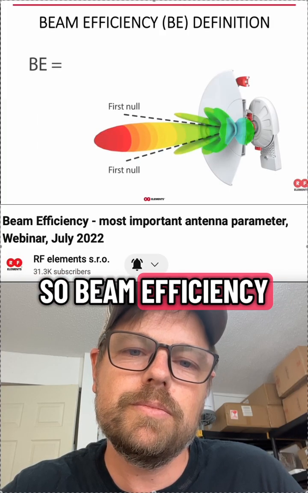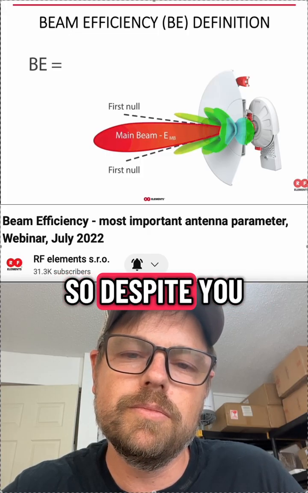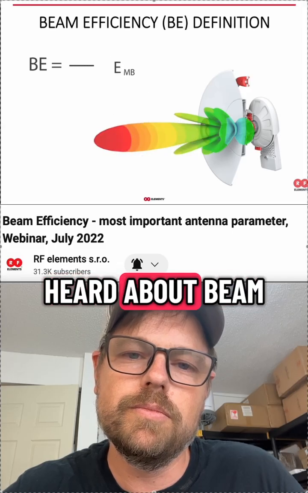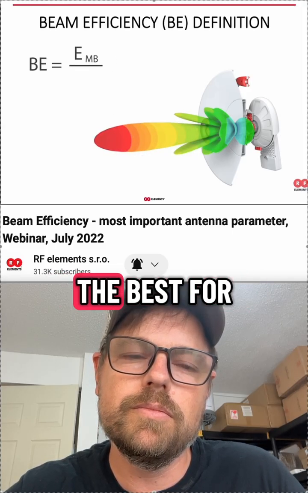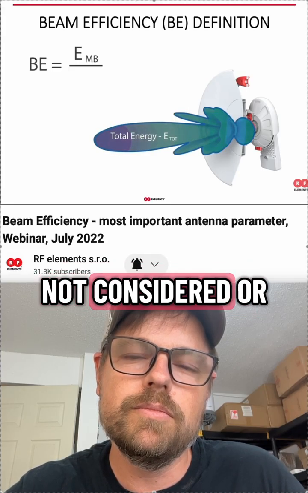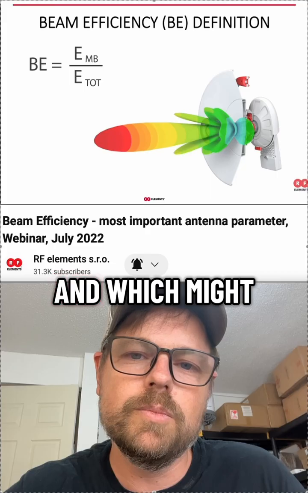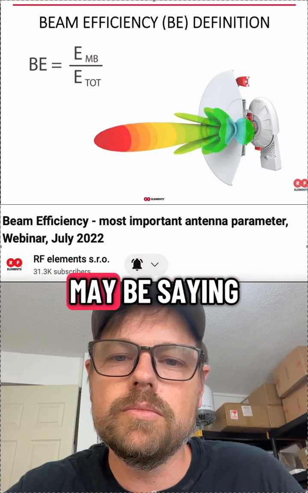So beam efficiency is the answer to the question of side lobes. So despite you might have never heard about beam efficiency before, at RF Elements we do what we believe is the best for the customer, even if it means bringing something not considered or established before, and which might be different from what other manufacturers may be saying.